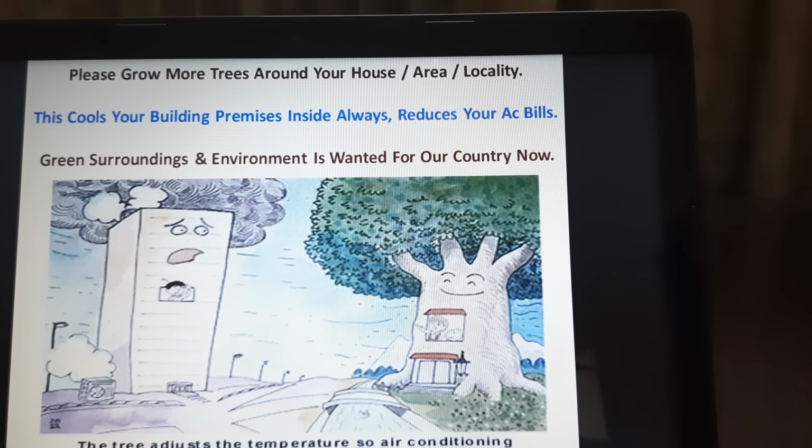Plan to grow more trees. Please plan to grow more trees around your house, around your area, around your locality. This cools your building premises, this cools your area, and it will always reduce your air conditioning bills too. The green surroundings and environment are very much needed for our country now.